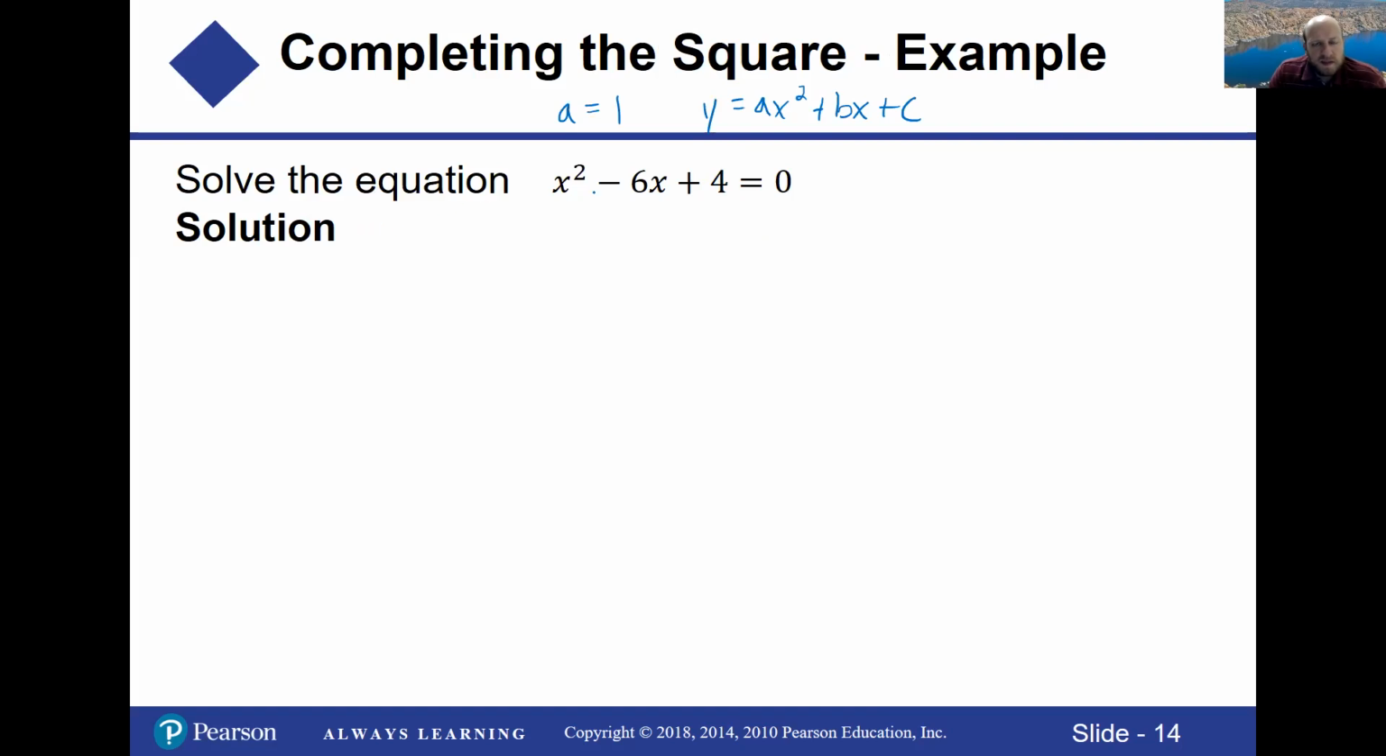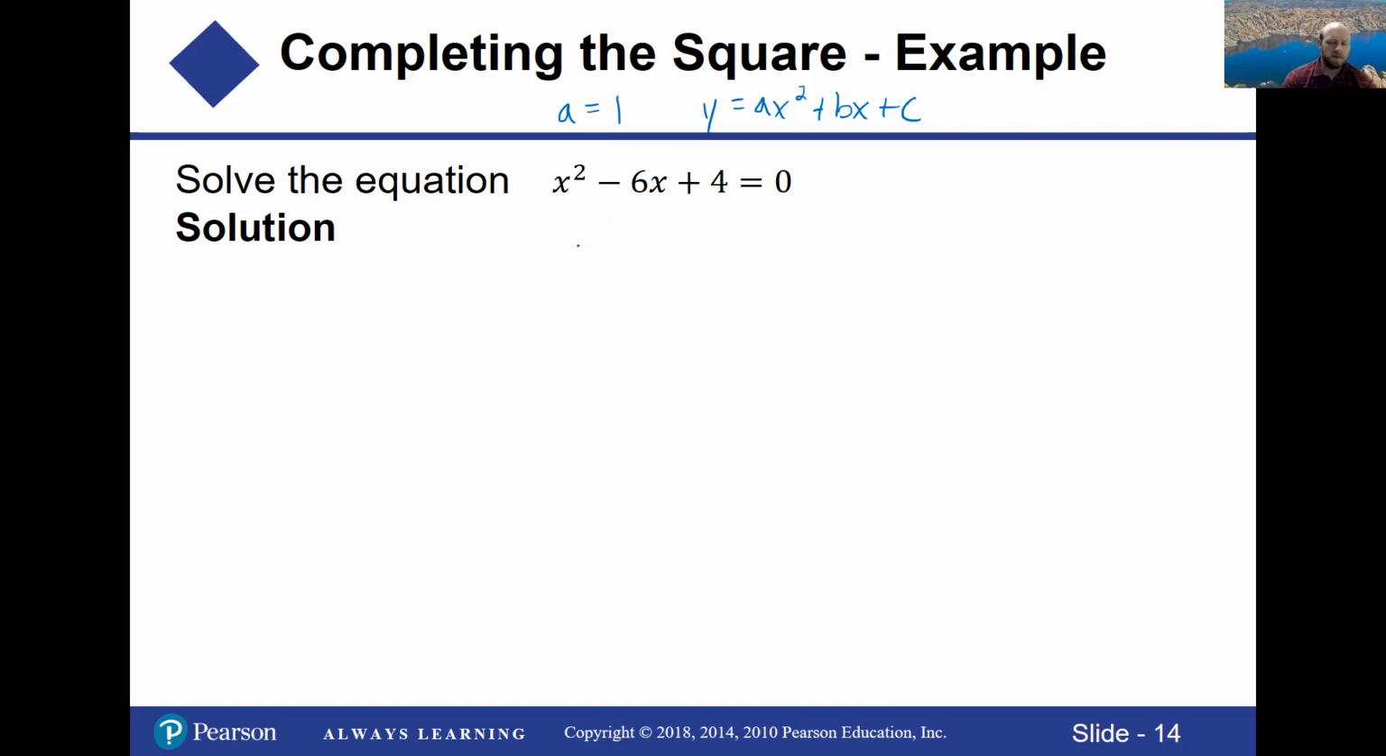You can obviously tell here, hopefully, that this is not a perfect square trinomial. Well, both of these are perfect squares, x squared and 4. But I still can't factor this, right? Because if I take 1 times 4 as 4, there are no factors of 4 that add to give me negative 6. So what I have to do is complete the square.